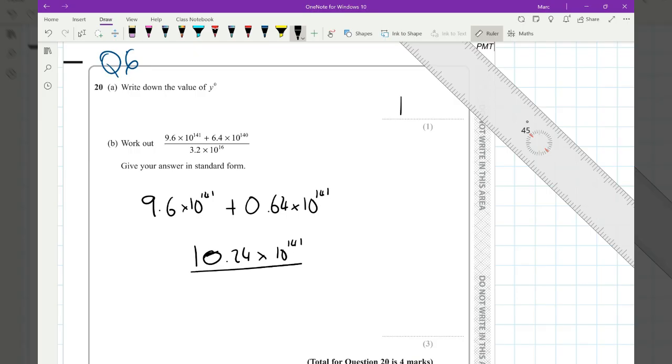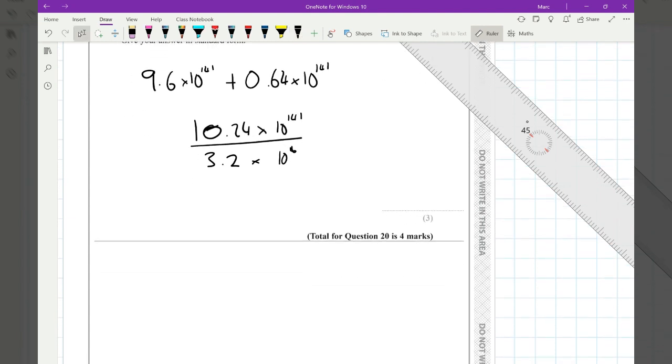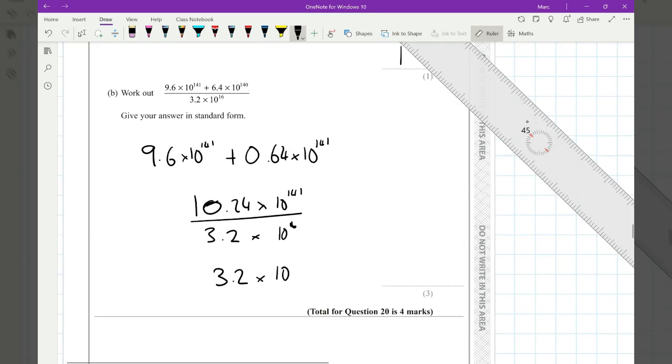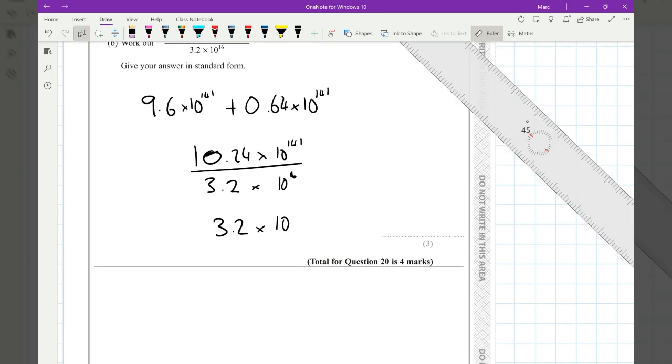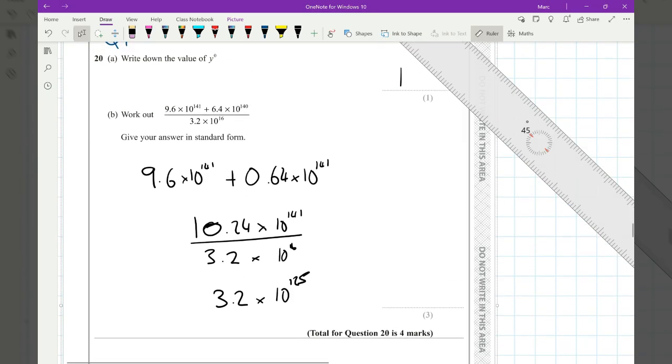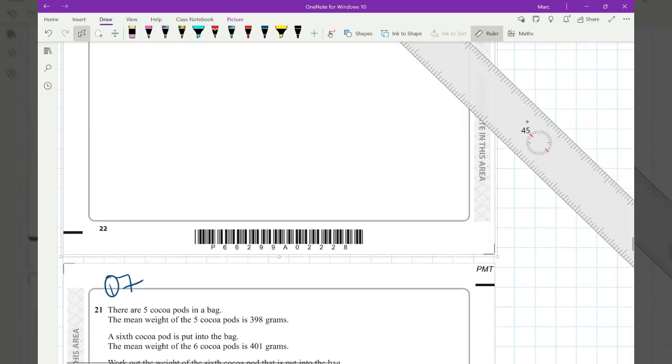Now that's going to be divided by 3.2 times by 10 to the 16. And what we can do here is we can divide 10.24 by 3.2. That gives me 3.2, which is nice. And then 141 take away 16 is 125. So we get 3.2 times by 10 to the power of 125. Bit nasty. Couldn't put that one in the calculator. Sort of work that one out there.